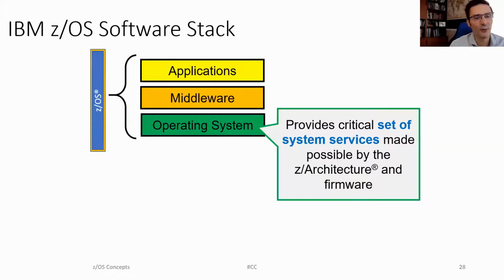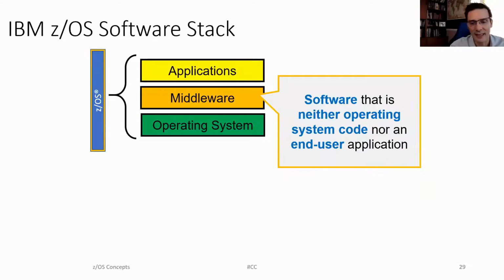All right, let's talk a little bit about the software stack for just a moment. So how is zOS organized? Well, there's the base operating system, and that's the lower level here that we refer to with zOS, and that is providing the set of critical system services that are made possible by the Z architecture and firmware. And so this is the base operating system that everything else is based on top of.